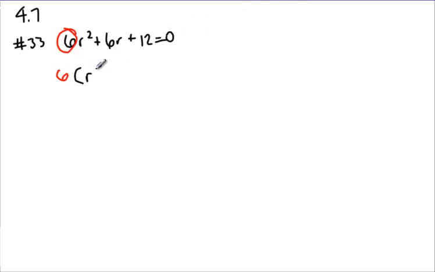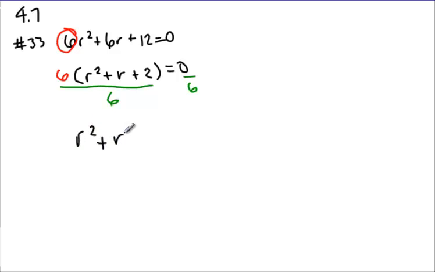And this gets me r squared plus r plus 2 equals 0. And then, to get rid of the 6, divide both sides of your equation by 6. You want to make sure that you do things algebraically correct. Okay? And so, when you get done doing this, what you're going to end up with is r squared plus r plus 2 equals 0.